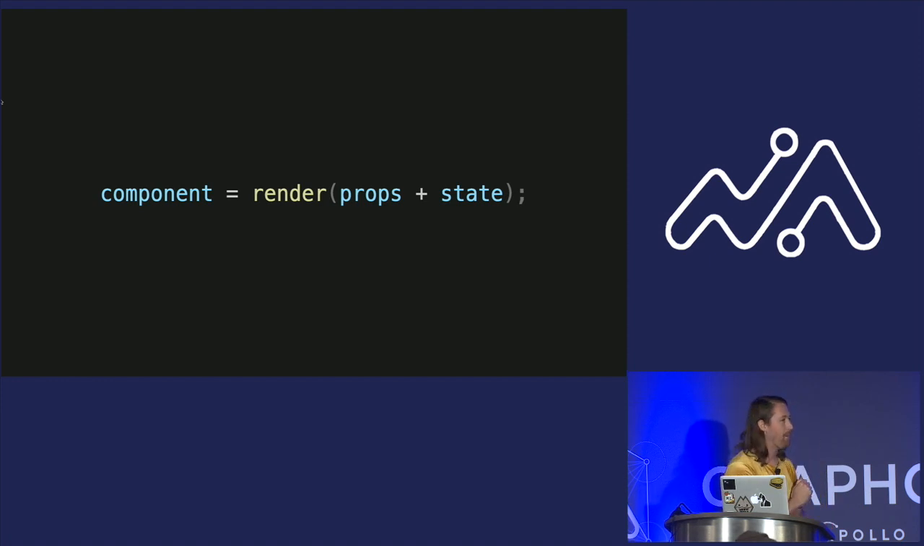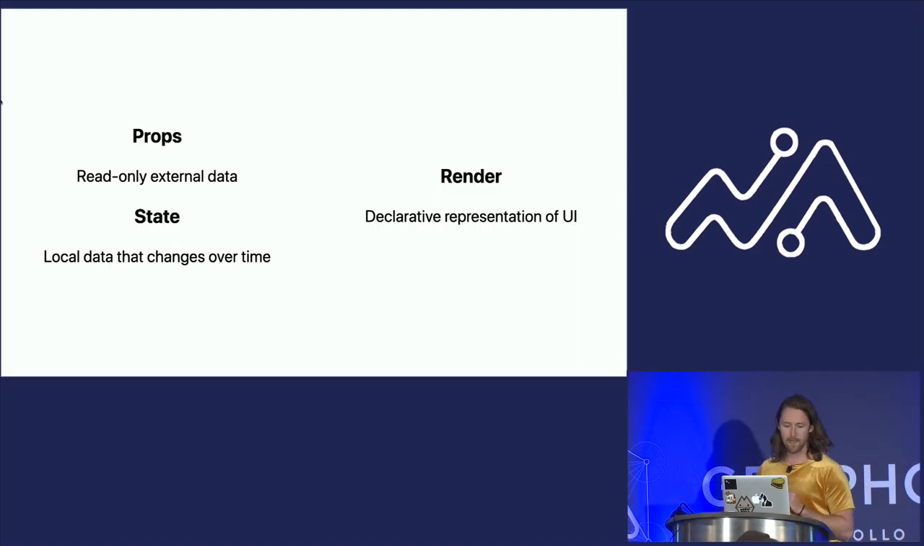Real quick recap about what a component is, because we're going to need to know it later, and then we'll get to some API stuff. I like to use this pseudo math formula to describe a component. A component is a function of rendering, props, and state, and if you've seen React, you're going to recognize those words. But let's drill down a little bit farther, just in case not everyone is familiar. I like to think of props as read-only external data that is given to your component. I like to think of state as local data that changes over time. And then rendering these days is usually this declarative representation of the props and the state.